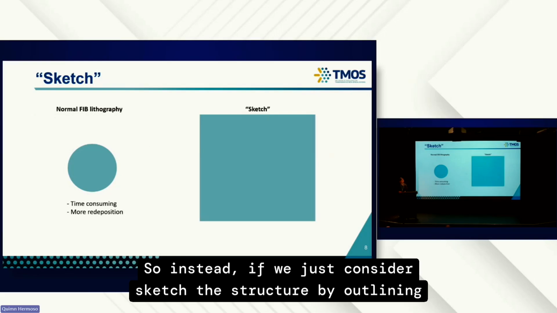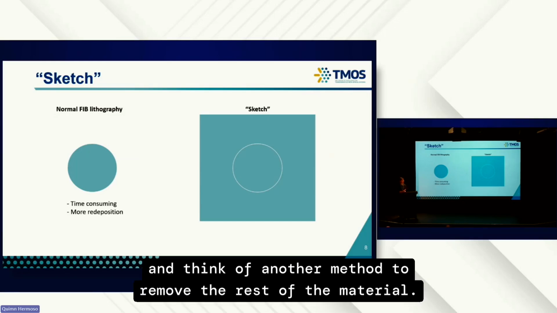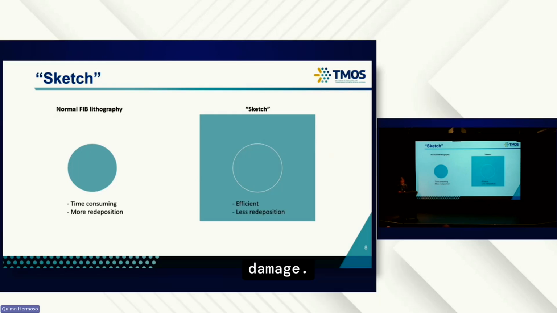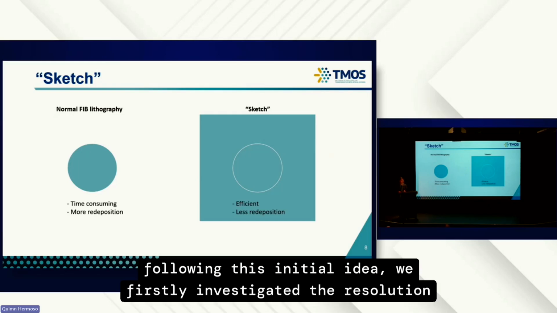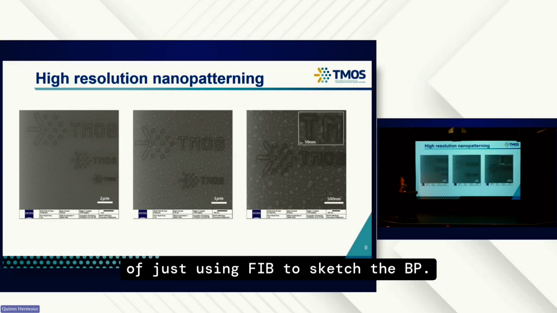So instead, if we just sketch the structure by outlining the structure we want to make, and think of another method to remove the rest of the material, it will save us a lot of beam time and cause less material damage. So following this initial idea, we firstly investigated the resolution of just using FIB to sketch the BP.